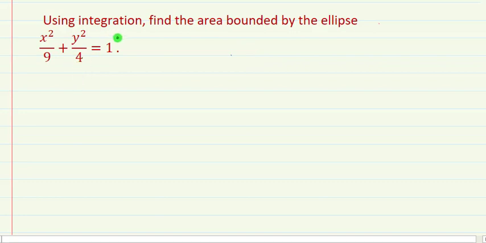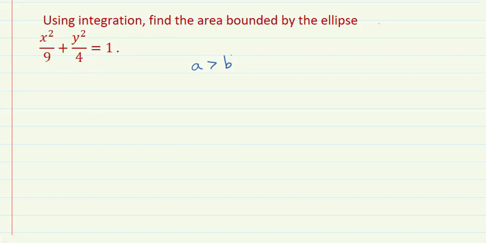Next illustration is: using integration, find the area bounded by the ellipse given. So this time we need to calculate the whole area which is bounded by this given ellipse. Here the constant term below x square is greater than the constant term below y square, that is a is greater than b. What does it mean? It means the given ellipse is having its major axis along x-axis. So we have identified the curve.